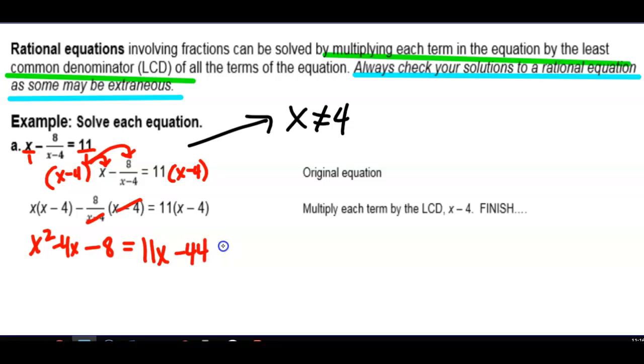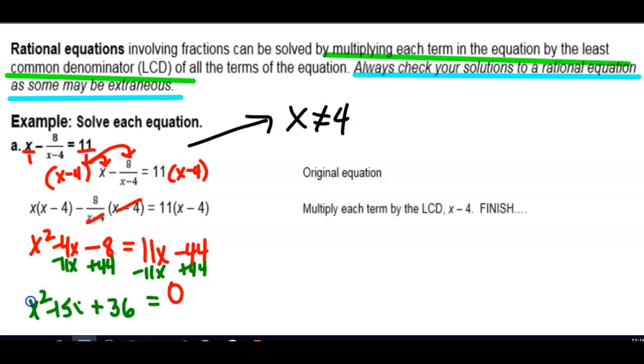Now, it has x squared, so we need to make it equal to 0. So I'm going to go ahead and subtract 11 x's back over here and add 44. I don't have a lot of room, so I'm just showing it in one step. Let's see, 44 minus 8 would be 36. Did I do that right? I think so. Positive. And back here, we'd have an x squared minus 15x.